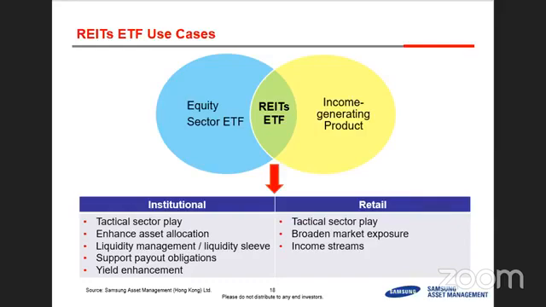So for example, if you have a broad-based equity portfolio, or if you have a fixed income portfolio, but you want to tilt the weighting towards an income strategy to increase the yield of the overall portfolio, then you can add this REITs ETF as a satellite to increase the yield. So that's why it can also be used for yield enhancement.